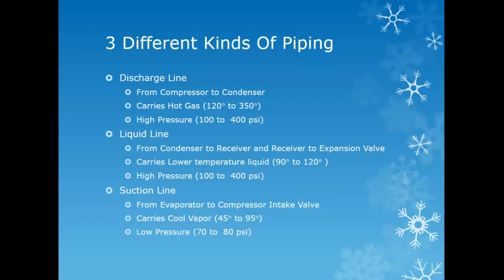Okay, so then you also have the liquid line. This goes from the condenser to the receiver, and the receiver to the expansion valve. This is the stuff we saw that was carrying liquids. It carries at a lower temperature of 90 to 120 degrees. Still not really safe to handle, but it's a little bit better than what it was. Still at high pressure, between 100 and 400 psi.